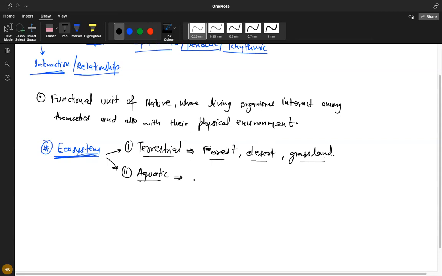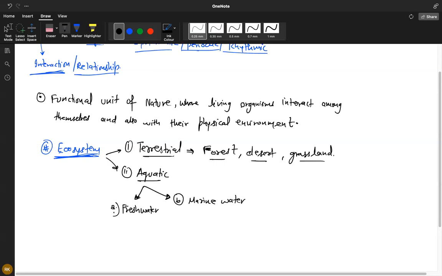In aquatic, again, we can divide aquatic into two, which NCERT has not done, but I think we should just keep in mind that there are two types of water sources on Earth. And I think you know about it, right? What are the two sources? Fresh water. Yes, the freshwater source and the marine water source.